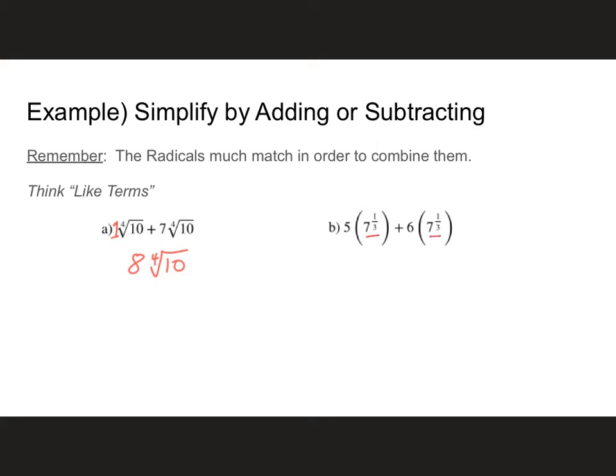So when I'm doing this problem, these numbers here in the parentheses need to be the same. So this is like saying 5 times 7 to the 1/3 plus 6 times 7 to the 1/3. And what I can do is just add these numbers together and I get 11 times 7 to the 1/3. And again, that's the same exact thing as 11 times the third root of 7.